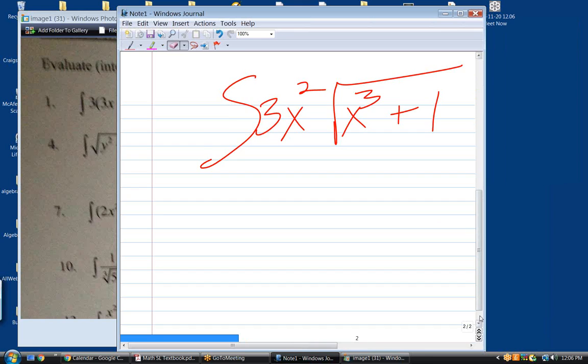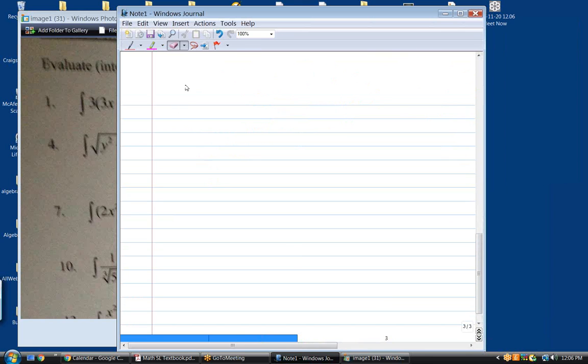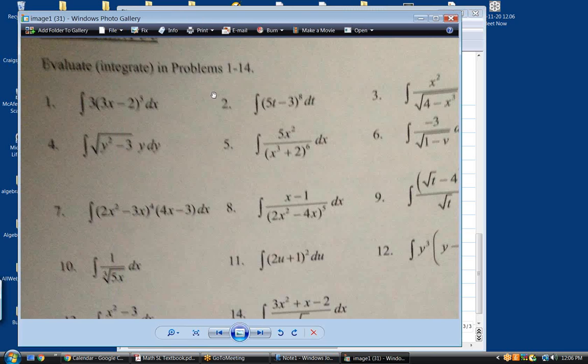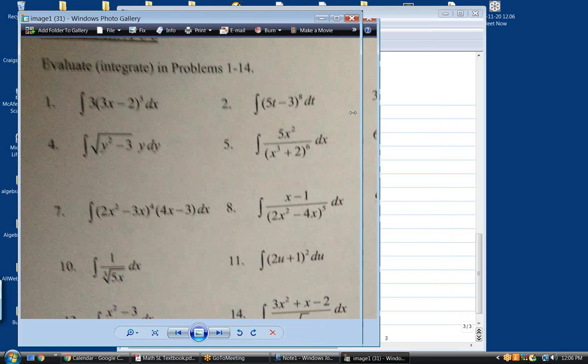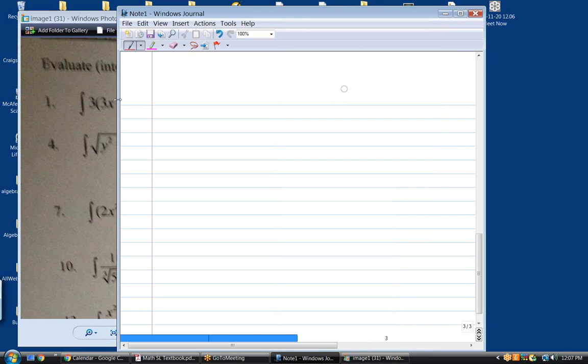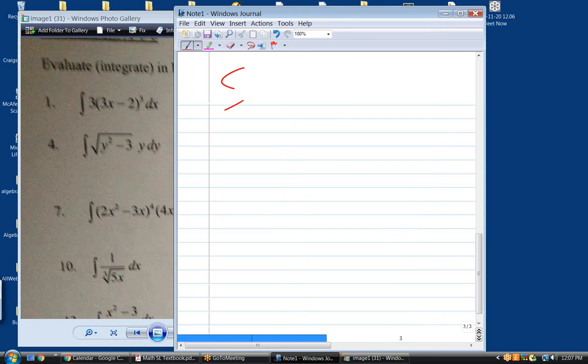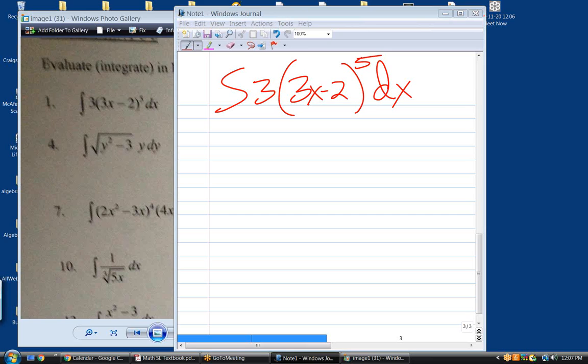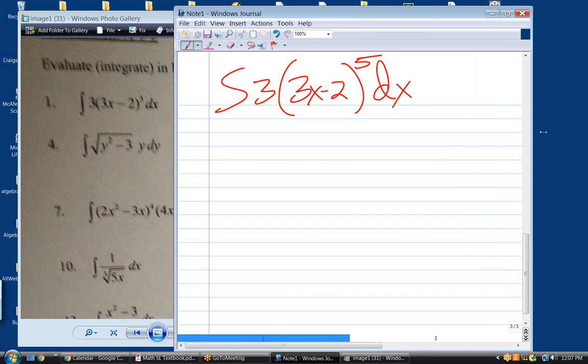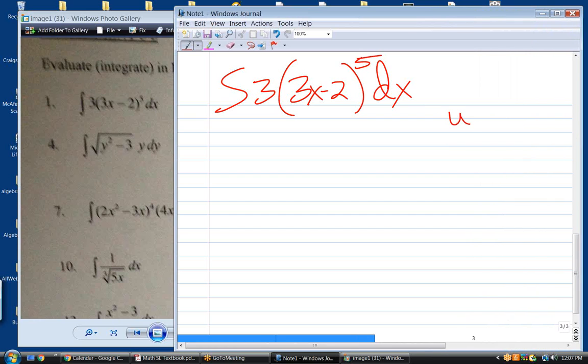Okay, so in other words, we have the integral set to the 5th. If we had to come up with a U, what would it be? 3x minus 2. Yeah, U is equal to 3x minus 2.